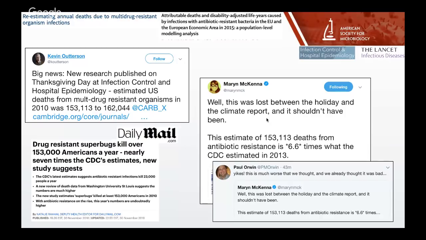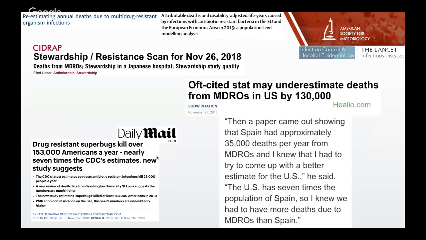There was a highlight in the Daily Mail, which was a little bit surprising. They highlighted the infection control and hospital epidemiology study that focused on the United States. Kind of interesting for a European or an English tabloid. In the United States, there were only a few mentions of this in trade mags, such as the Center for Infectious Disease Research and Policy, an institute at the University of Minnesota. Helio.com, which is an outlet for healthcare providers, also highlighted this study.